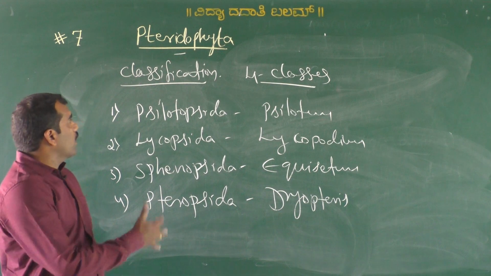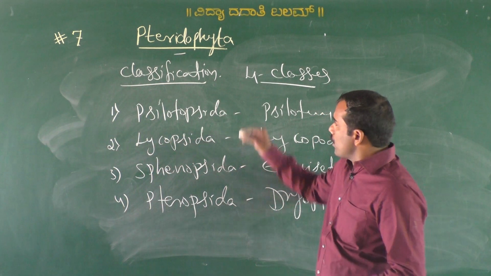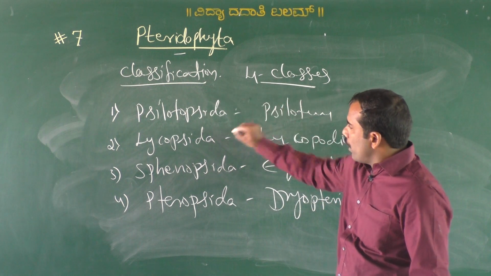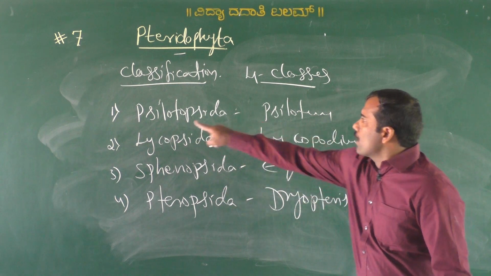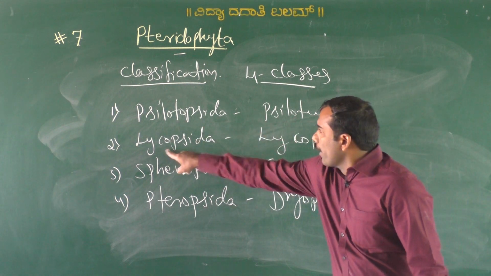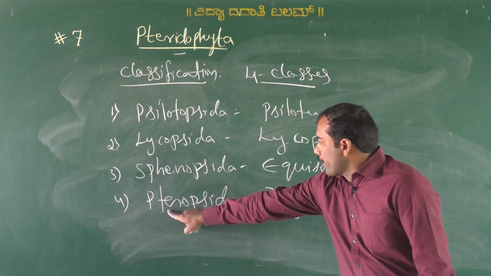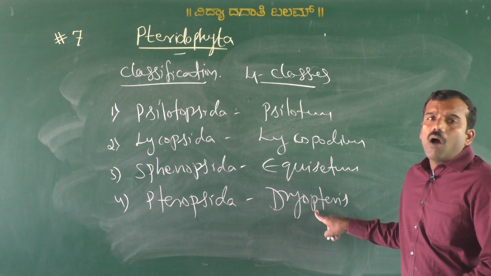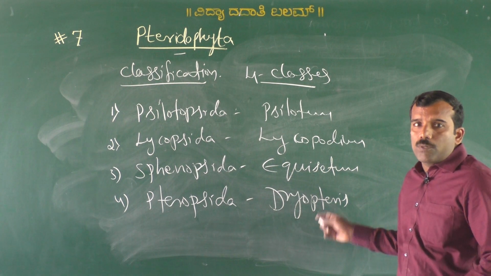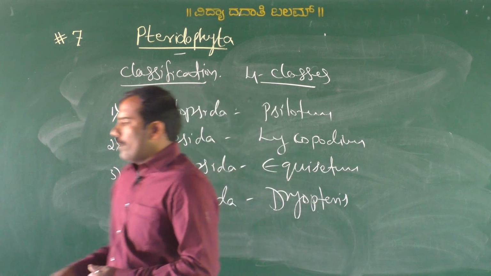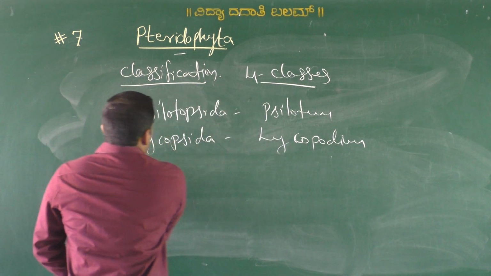Okay, this is about the classification. The classification of pteridophytes includes 4 classes: Psilotopsida, Lycopsida, Sphenopsida and Pteropsida, with the examples. Psilotopsida, Psilotum. Lycopsida, Lycopodium. Sphenopsida, Equisetum. Pteropsida, Dryopteris or Pteris or Nephrolepis. Different examples are there. Okay. This is about the classification of pteridophyte.